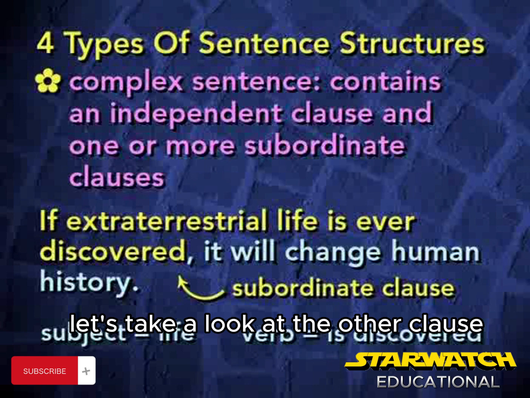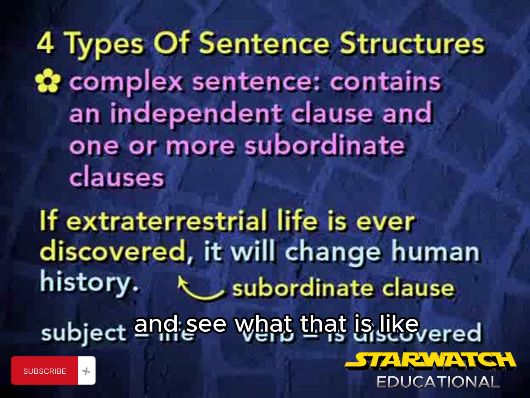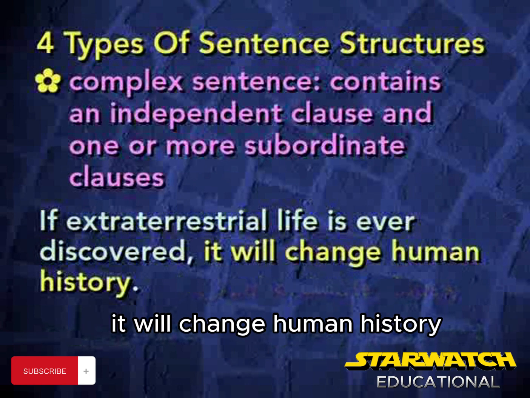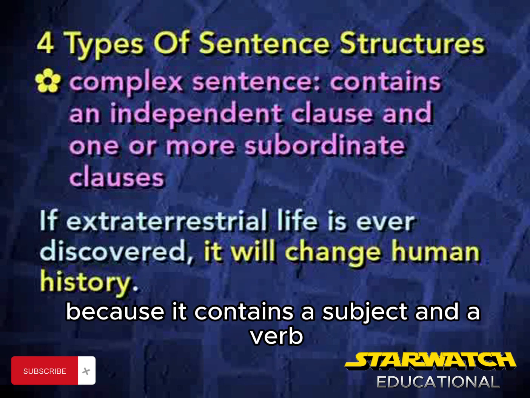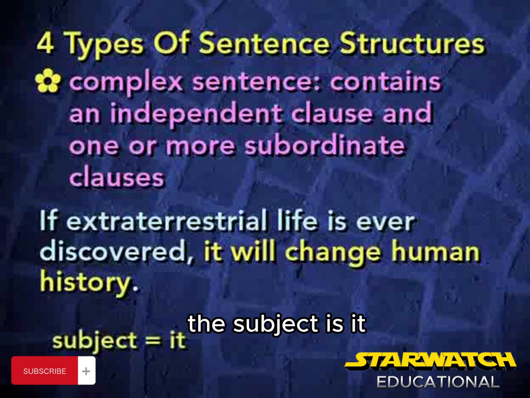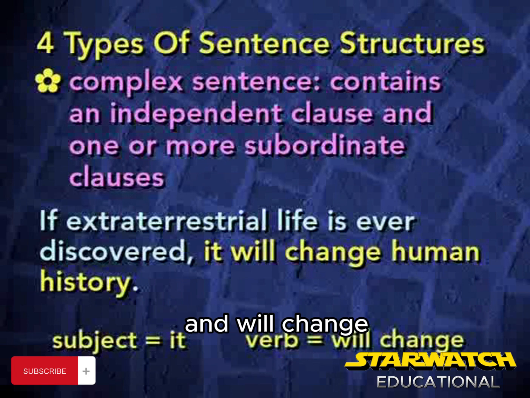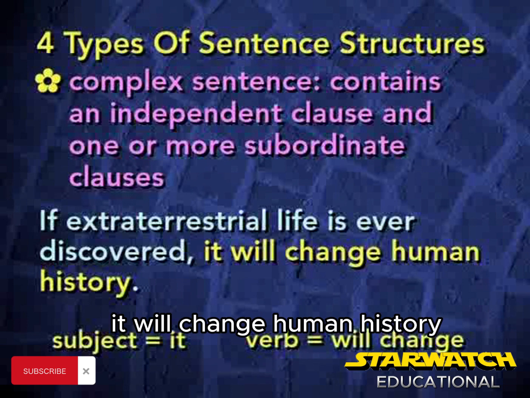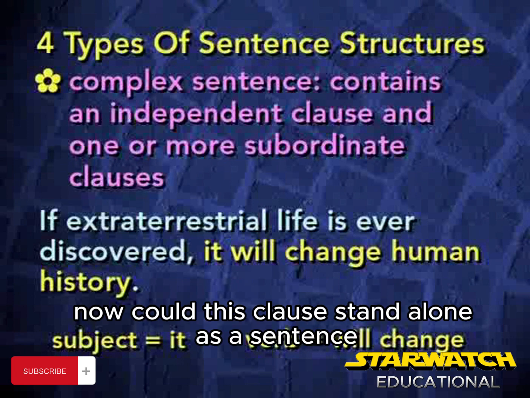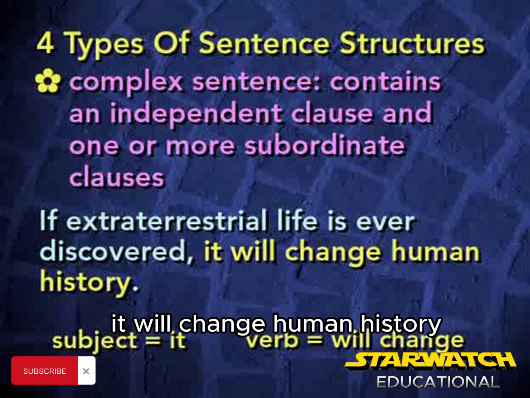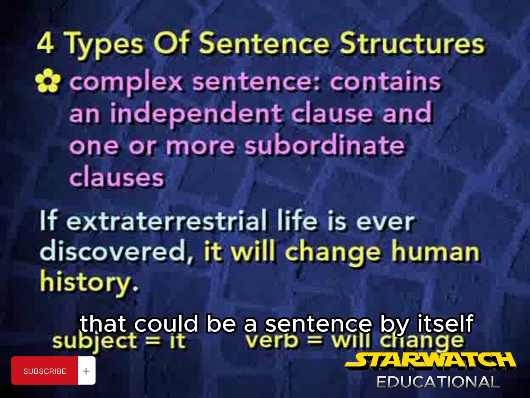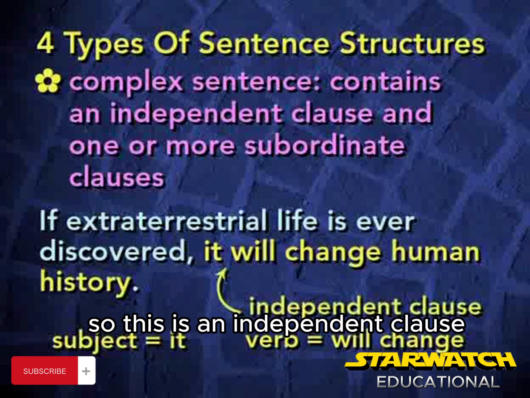Let's take a look at the other clause and see what that is like. The other clause reads, it will change human history. This is a clause because it contains a subject and a verb. The subject is it, and will change is the verb. It will change human history. Now, could this clause stand alone as a sentence? Yes, it could. It expresses a complete thought. It will change human history. That could be a sentence by itself. So this is an independent clause.